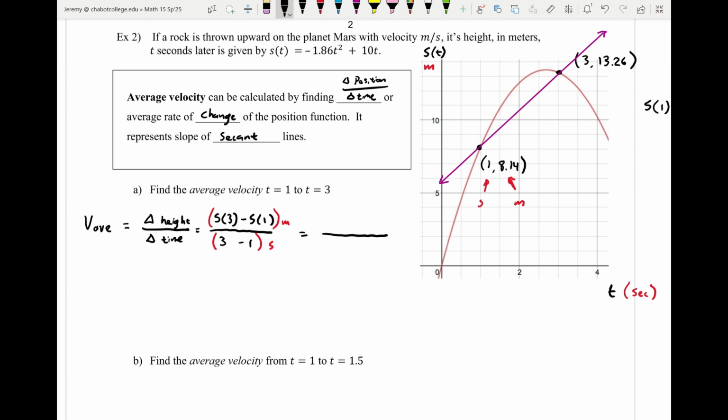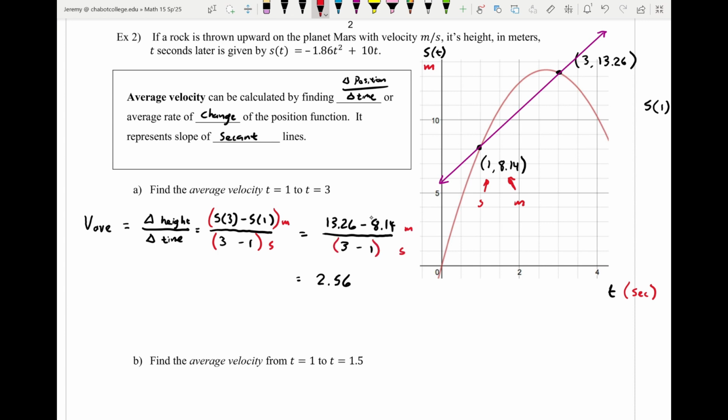Plugging in the actual numbers that we got, it's going to be 13.26 minus 8.14, and in the denominator, just 3 minus 1. Simplifying this down, I end up with just 2.56. And the numerator was meters, the denominator was seconds.